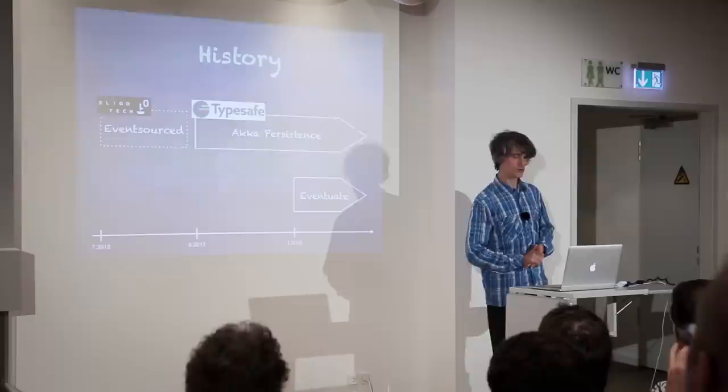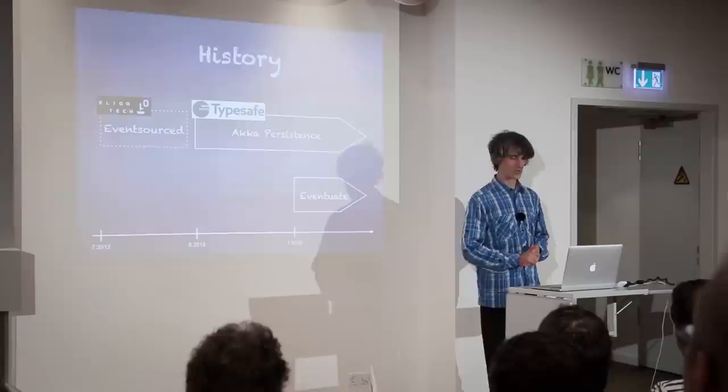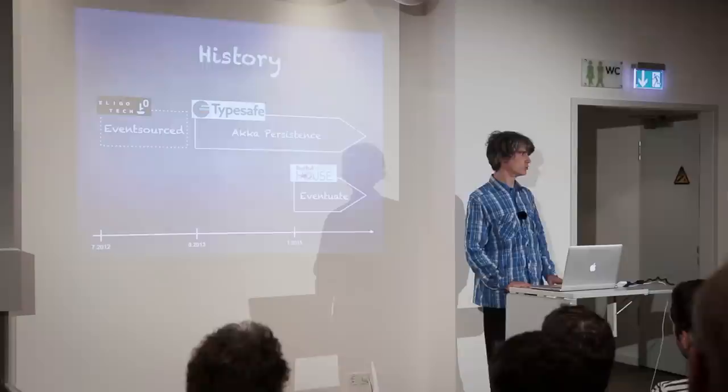Eventuate is a rather new project. It started in January 2015 and is mainly developed by the Red Bull Media House. It's again a complete rewrite of Akka Persistence. There are two main reasons for it. The first reason is we wanted to additionally support global distribution. And we wanted to support event collaboration. I will come to that in more detail later.